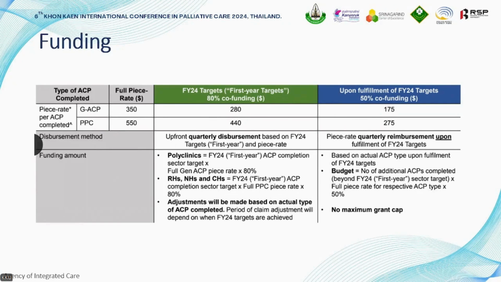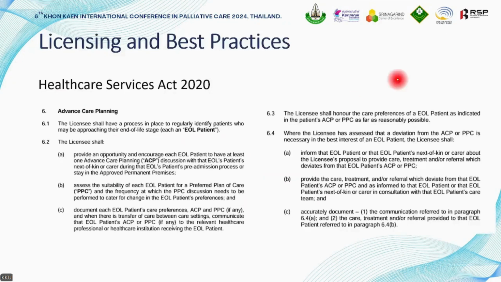But apart from money, in terms of nursing home licensing, in 2020 the government mandated that all nursing homes have to screen their patients for advanced care plans and do ACPs, right? And in order to maintain their nursing home license, they have to demonstrate this. So these are some things that we can do to ensure that the system is put in place.